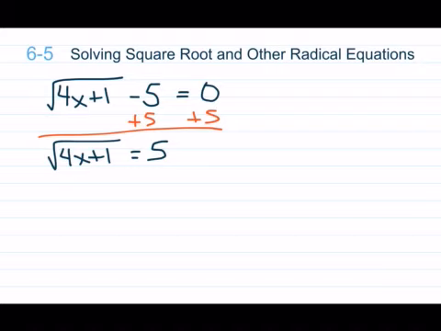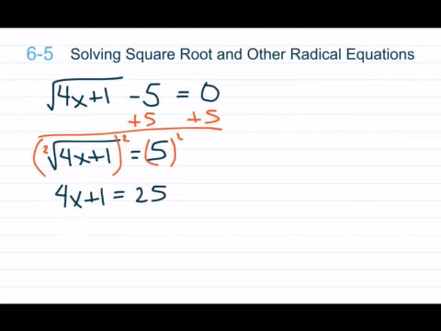Next, we need to get rid of the radical. Since the radical has an index of 2, the only way to get rid of it is to take it to the power of 2, because they're inverse operations. What I do to one side, I must do to the other. The squared and the square root will cancel and leave me with just the radicand, and simplify my right side.